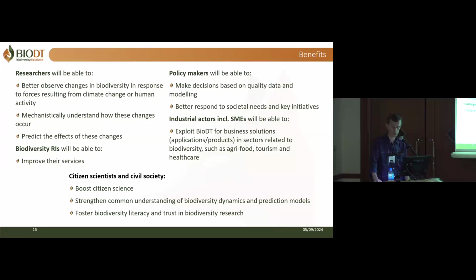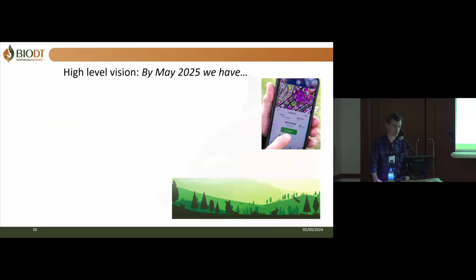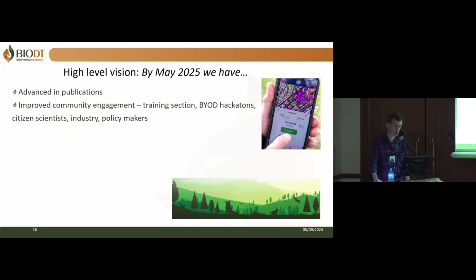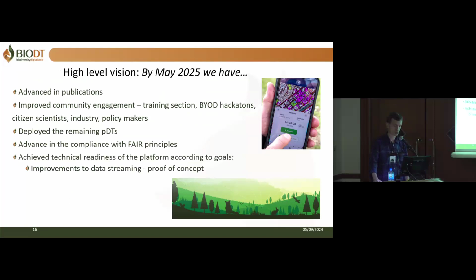It's impossible to finish building a biodiversity digital twin, but we'll have to stop doing that at some point in the middle of 2025. So that date will cover our stories and publications, improve community engagements, deploy the remaining PDTs. We have 1 deployed and 9 to go. And the FAIR principles are central and very important to what we do.